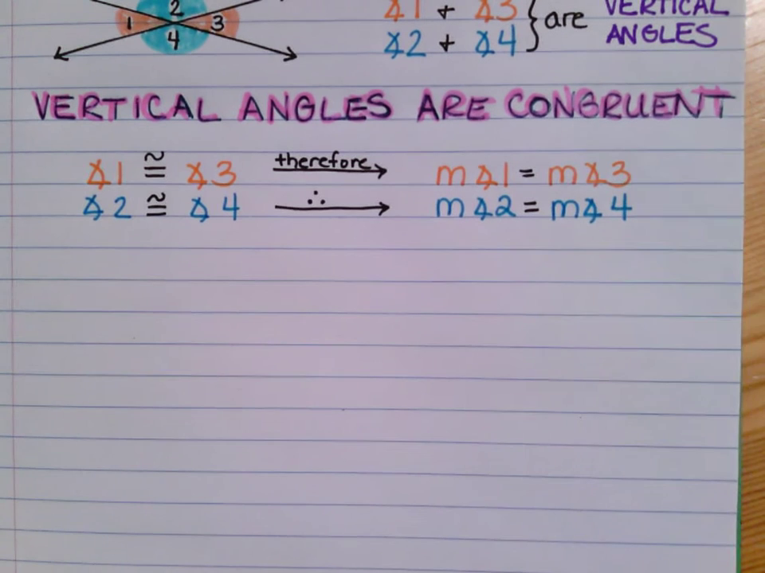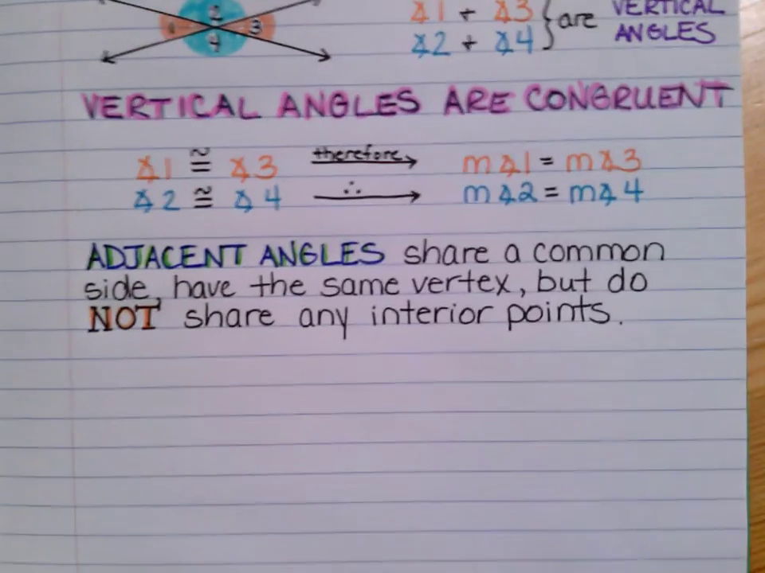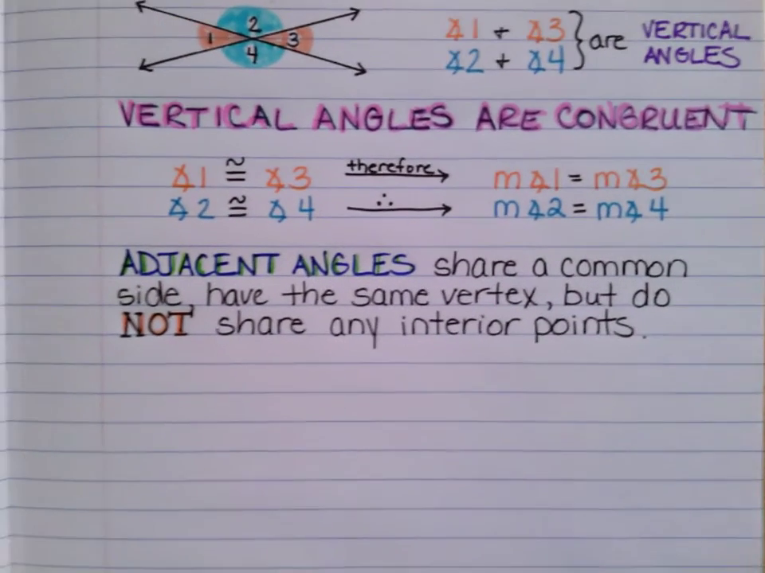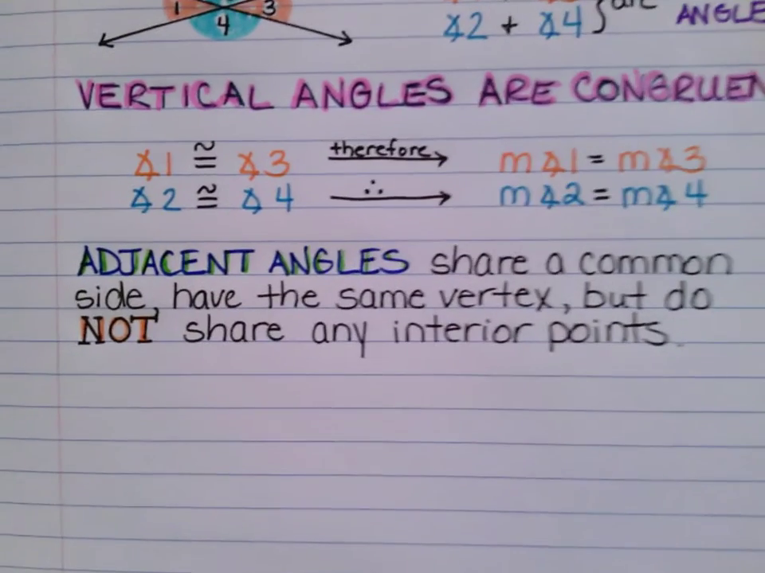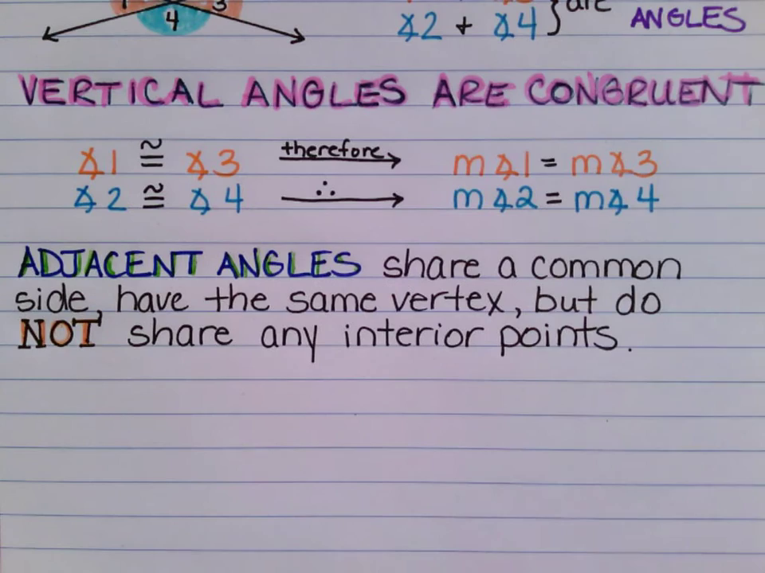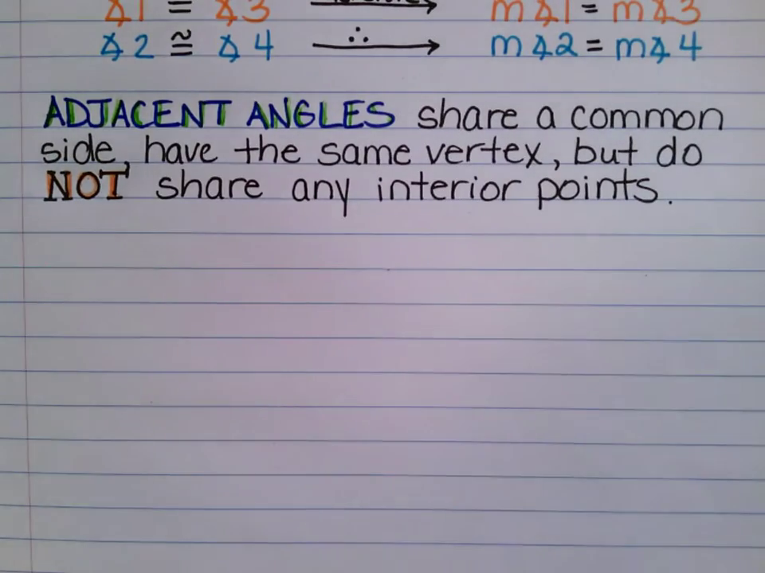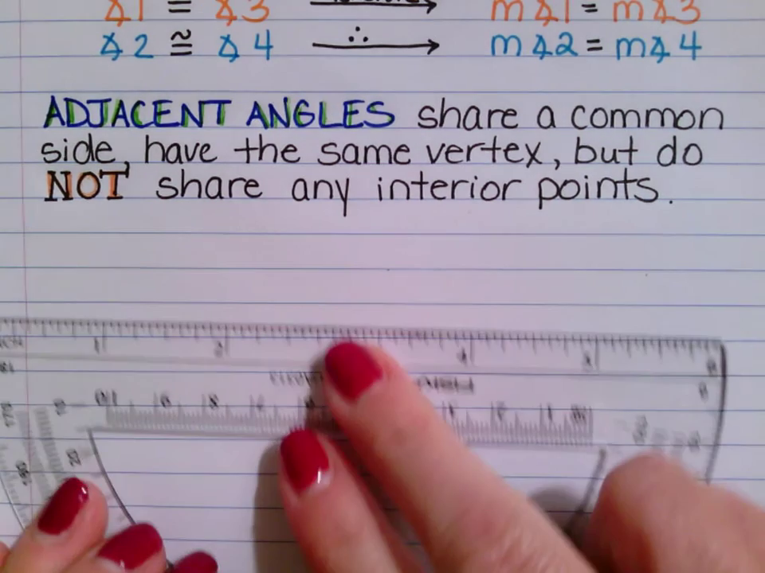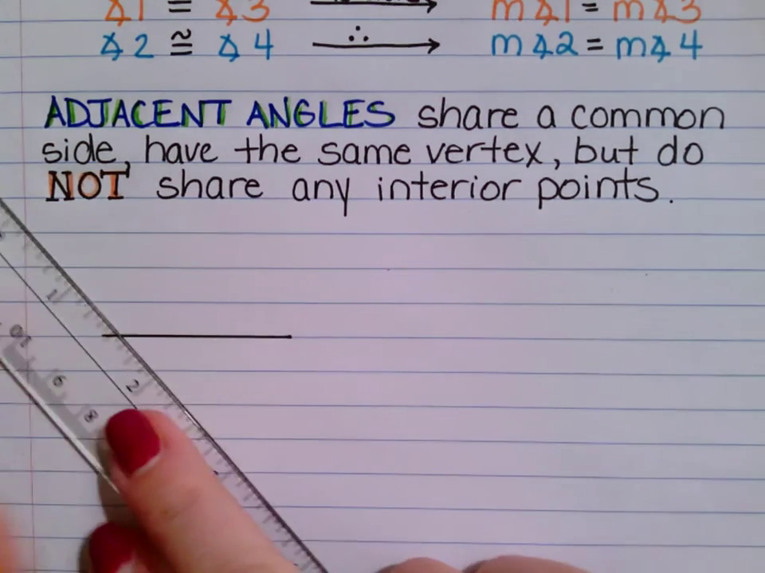So then there's other angles that we're talking about here. Another type of angle pair we're going to talk about are adjacent angles. So let's define adjacent angles. Adjacent angles share a common side and have the same vertex, but don't share any interior points. So let's draw a picture, and that should help us understand a little better what adjacent angles are. Underneath here, let's draw a larger angle, something maybe 110-ish degrees. I'm going to draw this to the left so that I can put some notes to the right.